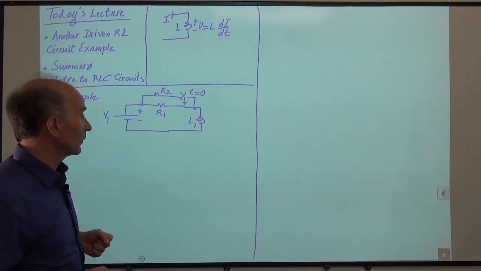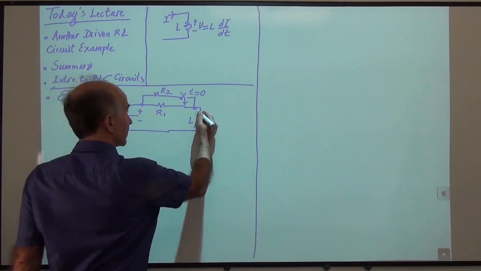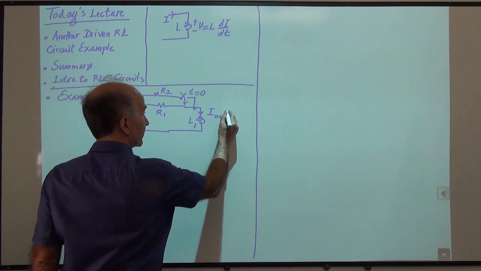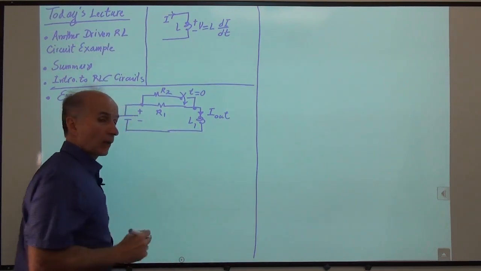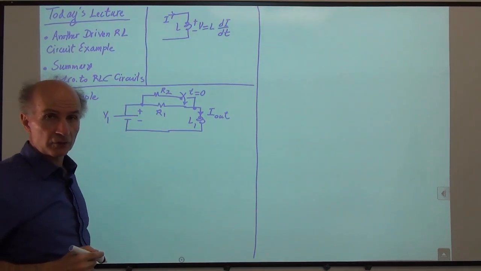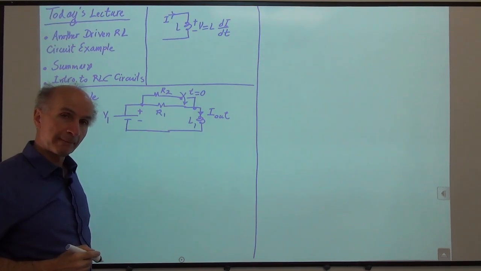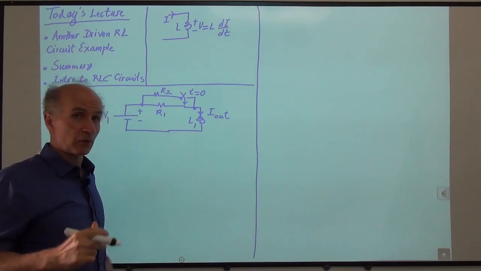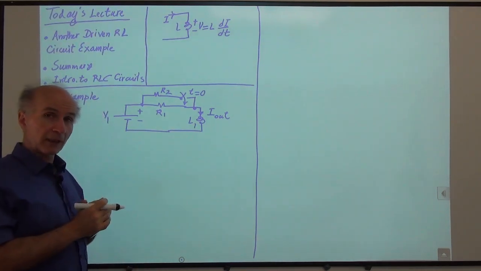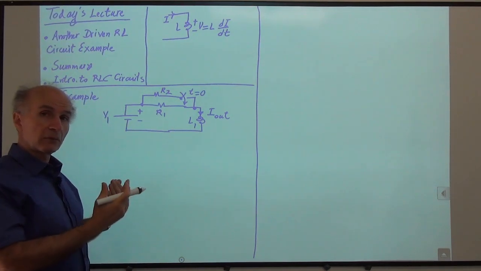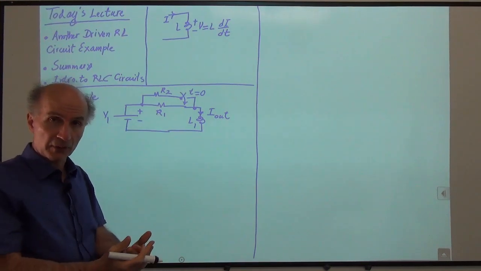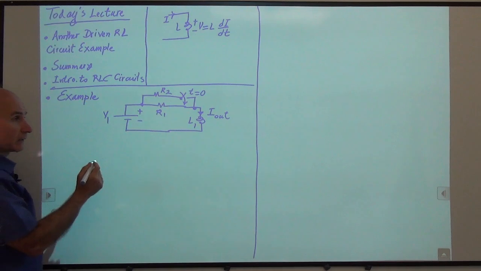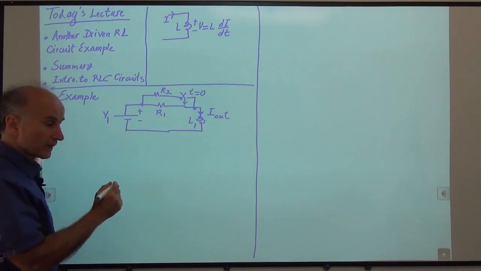All right? Okay, so for example, let's look at this current here. Let's say this is the quantity of interest to us, and we want to see how I out changes as a function of time. All right, so what's the first thing we do? Not panic, right? We just sit down, think about the circuit carefully, and write down everything that we understand about the circuit. Okay, so the first thing is, let's figure out I out at time 0 minus.